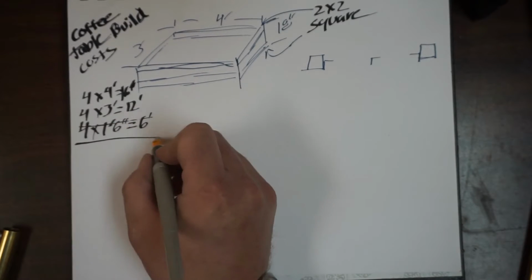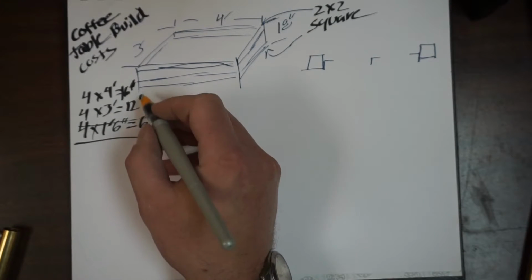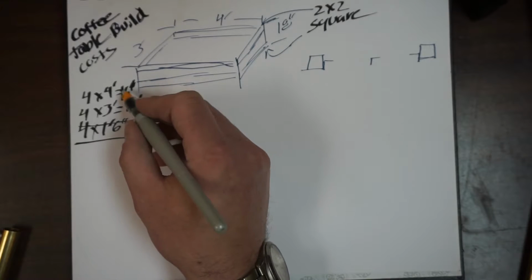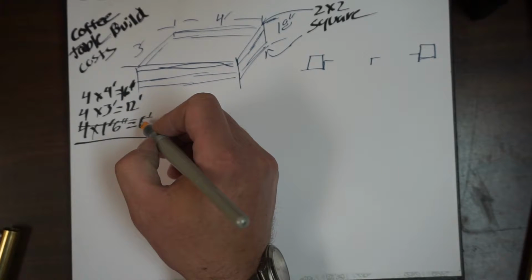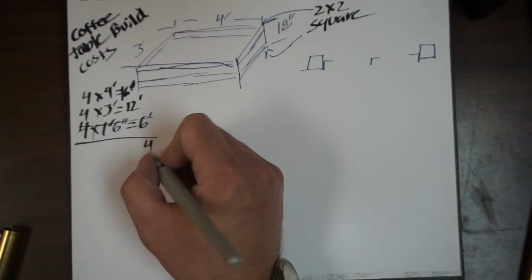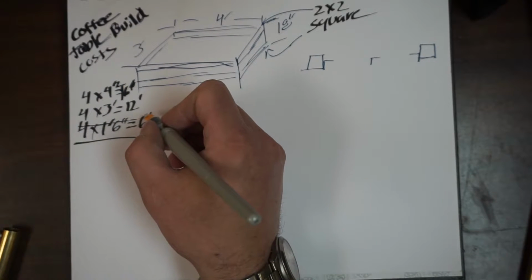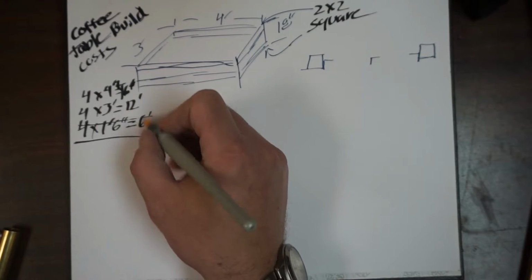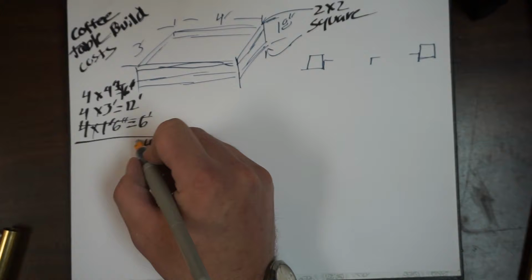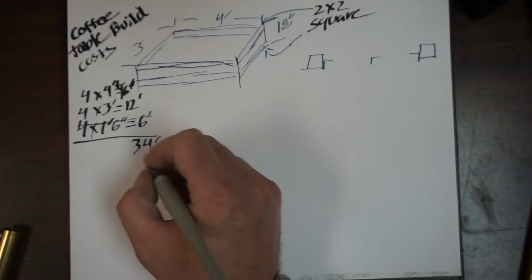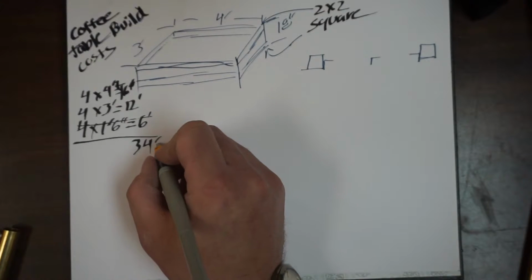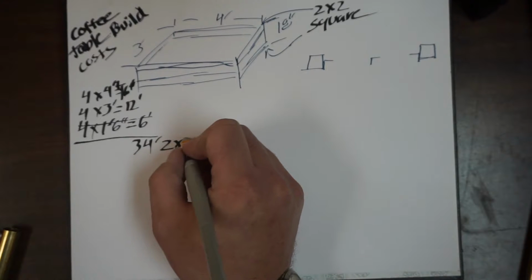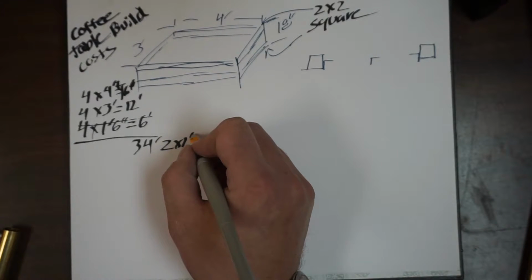All right. So now we can add all this stuff together. So we have, let's see, 6 and 6 is 12. And up here, so we have 34 feet of our 2 by 2 inch material.